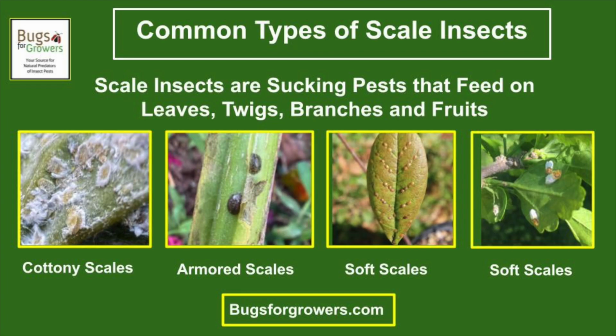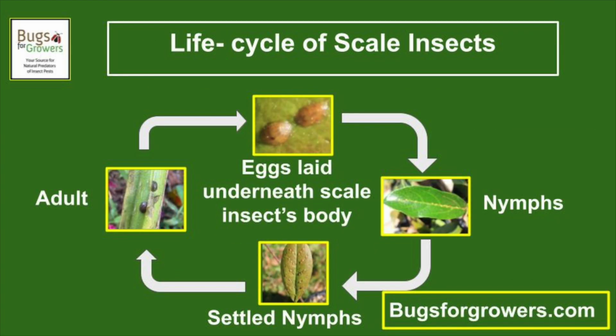Scale insects are sap-sucking pests that stick to leaves, twigs, branches and fruits. They have a simple life cycle that usually begins when eggs are laid beneath the protective body of the adult female. After hatching, the young nymphs called crawlers are the only mobile stage that move to find a suitable feeding site on a plant. Once settled, they insert their mouthparts into plant tissue, begin feeding on sap, and gradually lose mobility as they develop a waxy or hard protective covering.